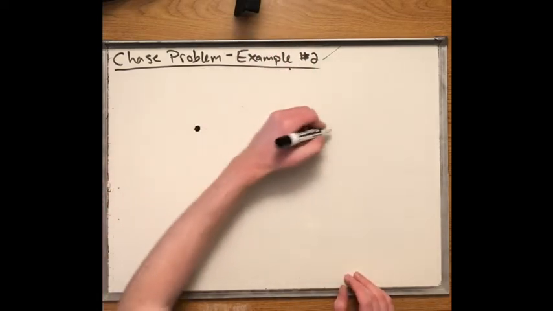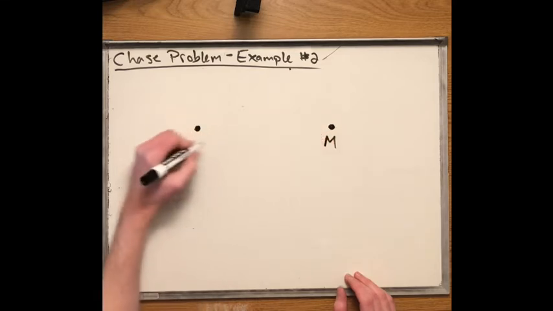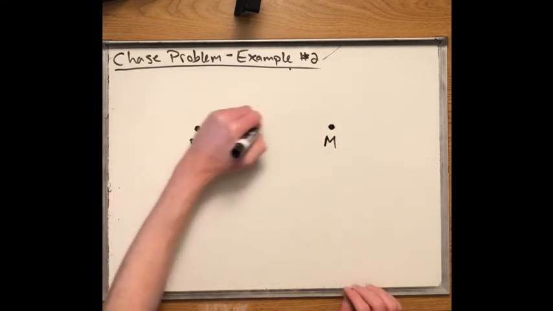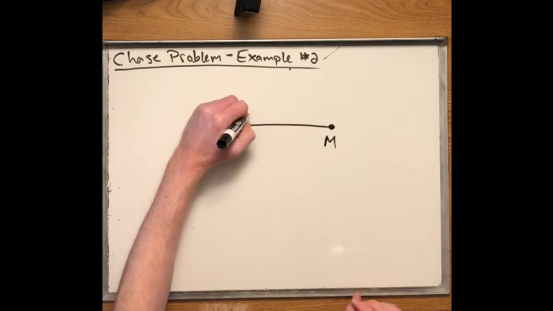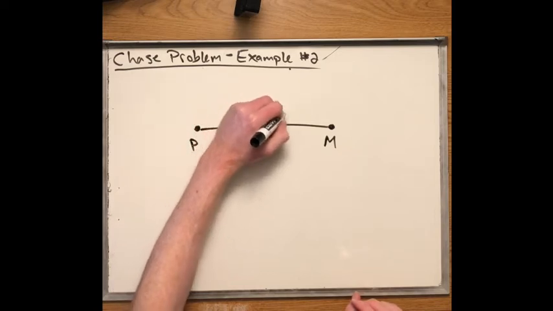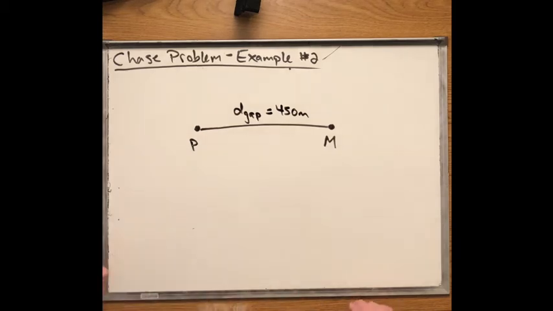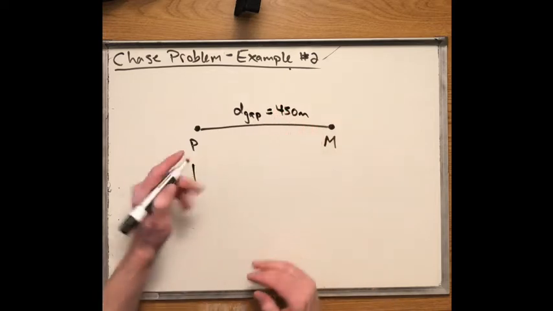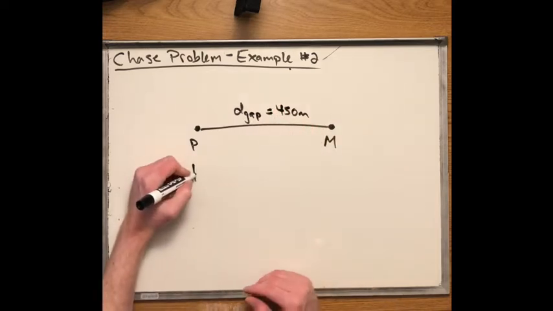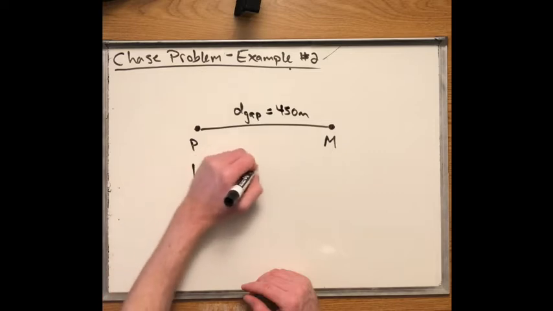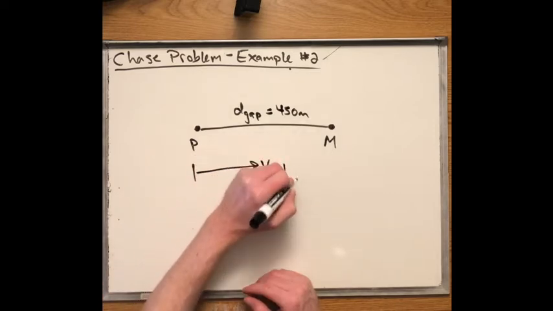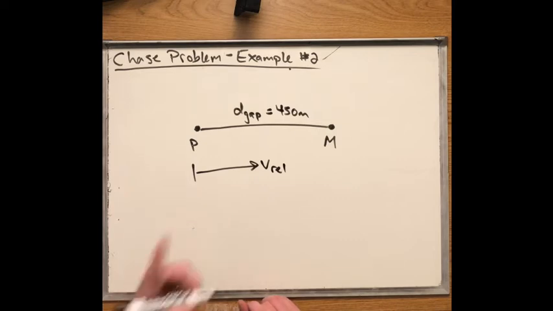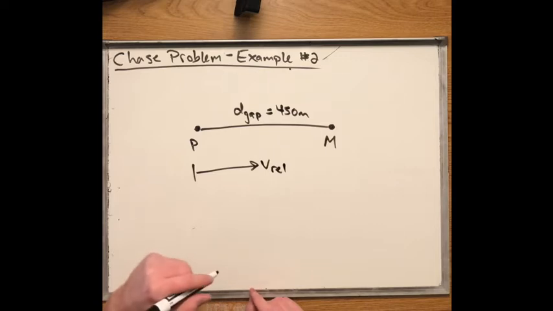And so, from the motorist's perspective, this gap distance, the distance between them, which I'm going to call d gap now, is being closed, so to speak. It's getting smaller and smaller as the cop catches up to the motorist. That gap is getting closed at the relative velocity, which in this case is 16 meters per second.